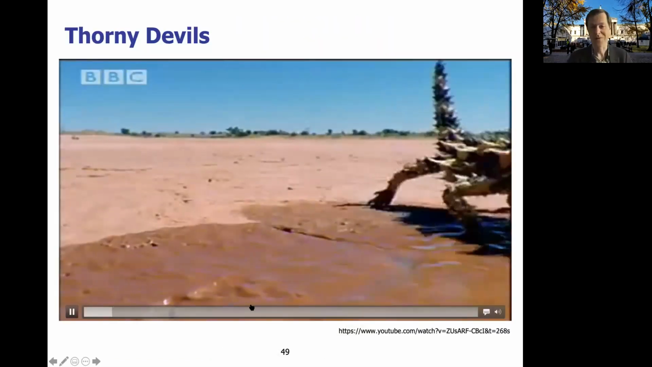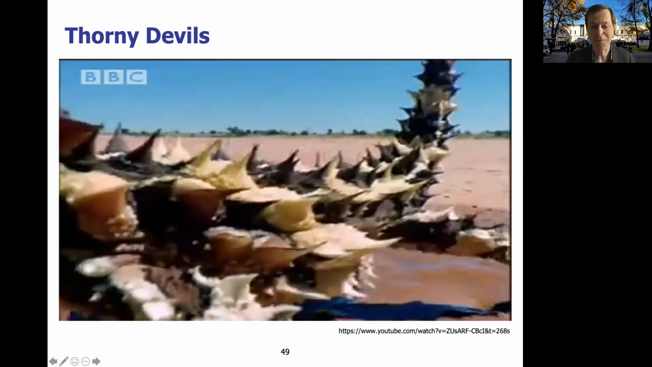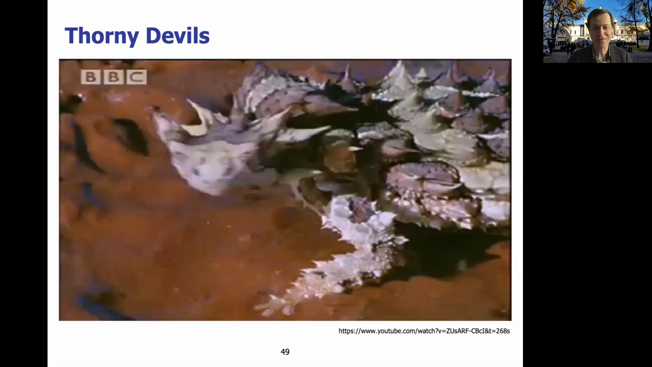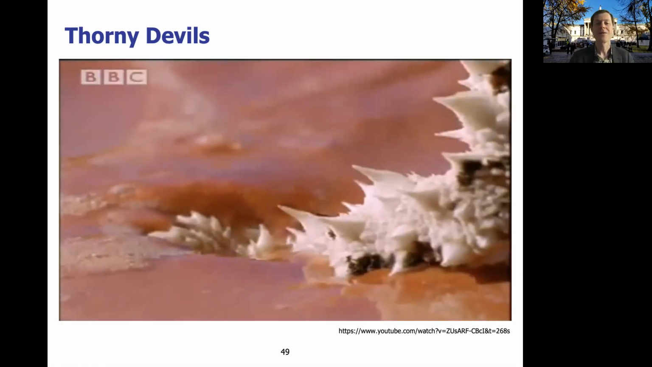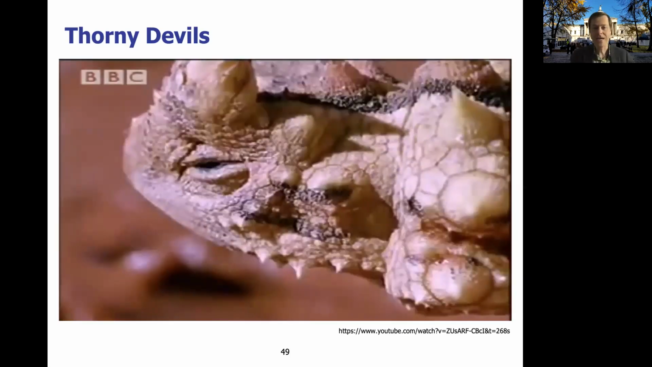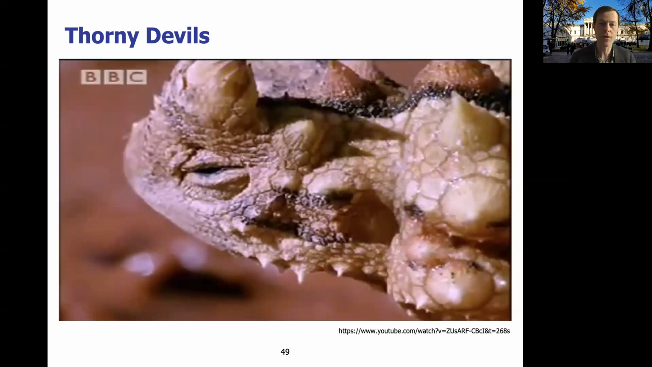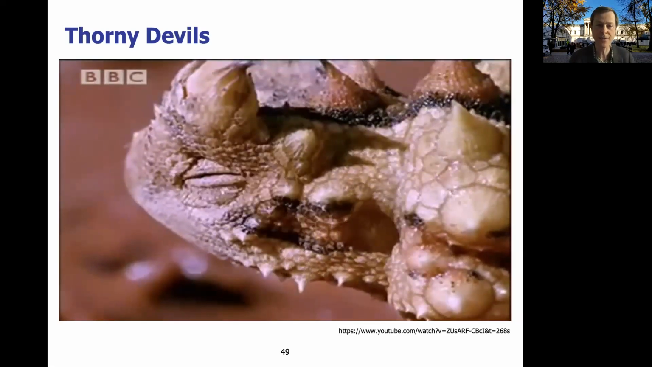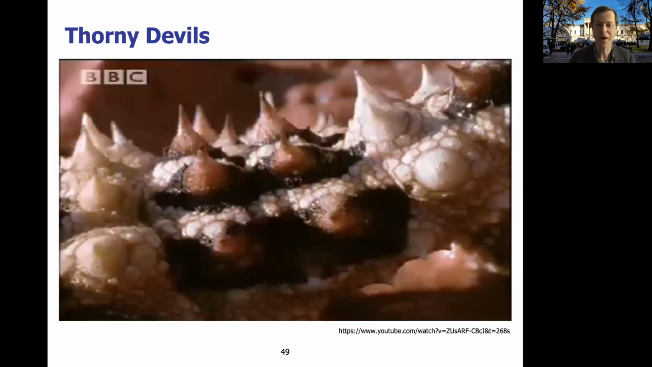The thorny devil has a unique way of collecting water. I hope you can see this. This is a thorny devil. It lives in the deserts. When it finds little puddles of water, mud, through capillary forces it will suck up the water along its skin, and it will move alongside it, along all these different spikes. And you see how it moves to its eye, and then into its mouth.